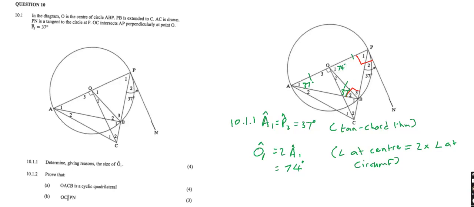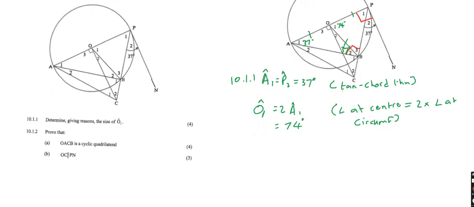So we know that this is 74. Because this is 74, it is easy to find B3 and P1. P1 and B3 are equal to each other. But even aside from that, since we said the whole angle P is 90 degrees, P1 is going to be 90 minus 37. We can also use that. And whatever P1 is going to be the same as B3.